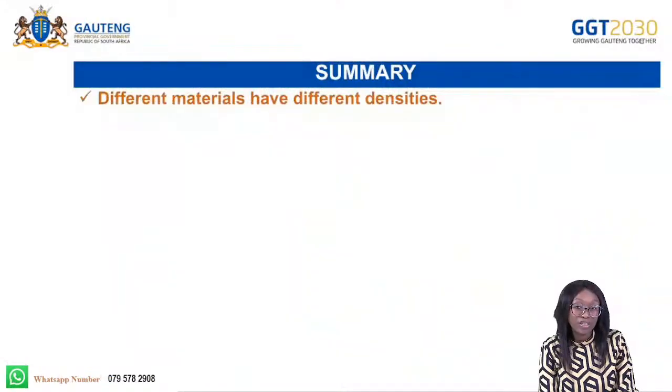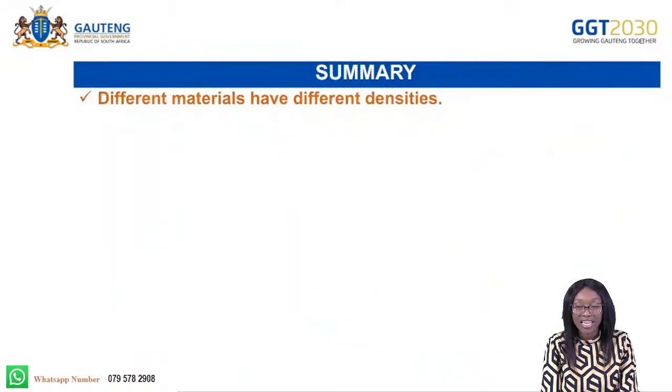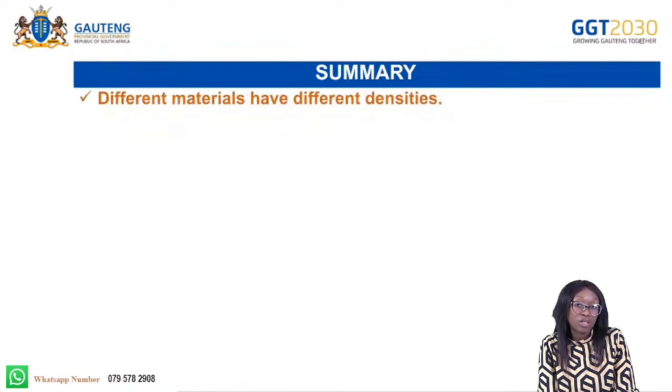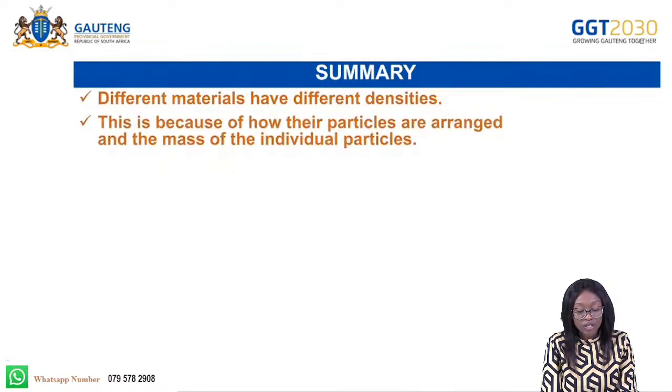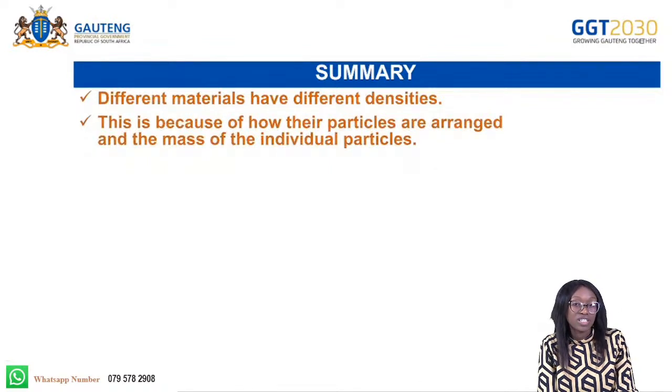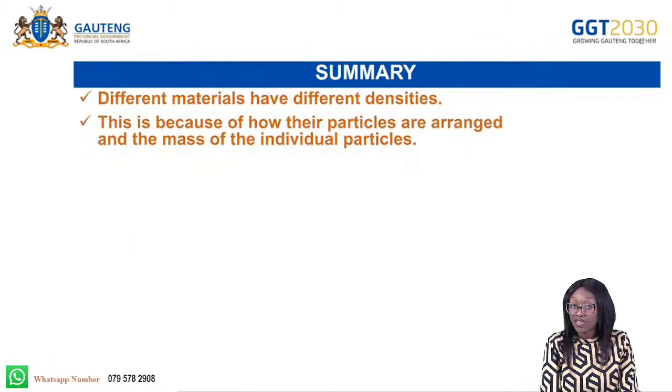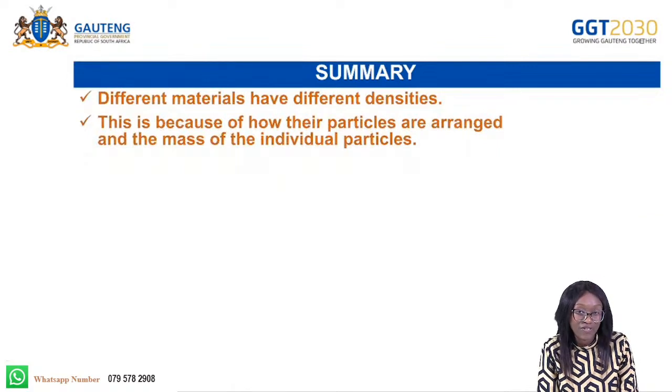Welcome back, learners. Now let's wrap up our lesson. What did we learn today? We learned that different materials have different densities. If we compare one solid with another solid, they will have different densities. For example, feathers and coal. This is because of how their particles are arranged and the mass of the individual particles, which is the size of the individual particles. This makes the density of different materials very different.